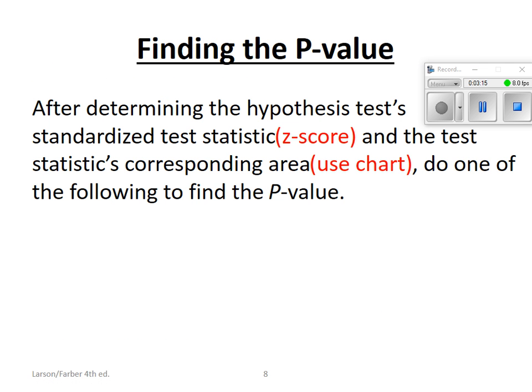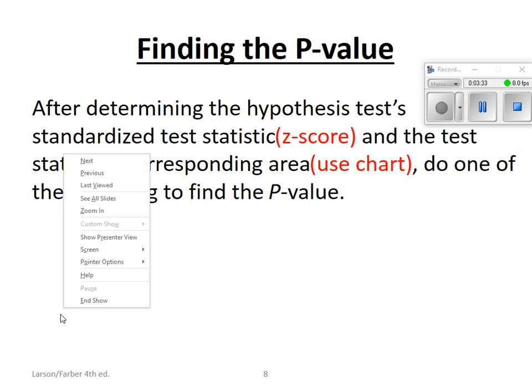After determining the hypothesis test standardized test statistic, that's your z-score. Use the chart to find the area. Then that area is what you compare to your alpha. That's the p-value. P, remember, is probability, same as area.